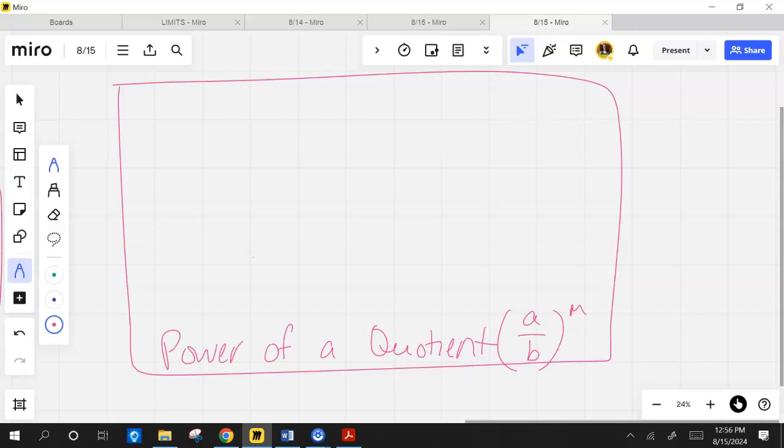Somebody, tell me what a quotient is. What does it mean to be a quotient? Divide. Thank you. Divide.